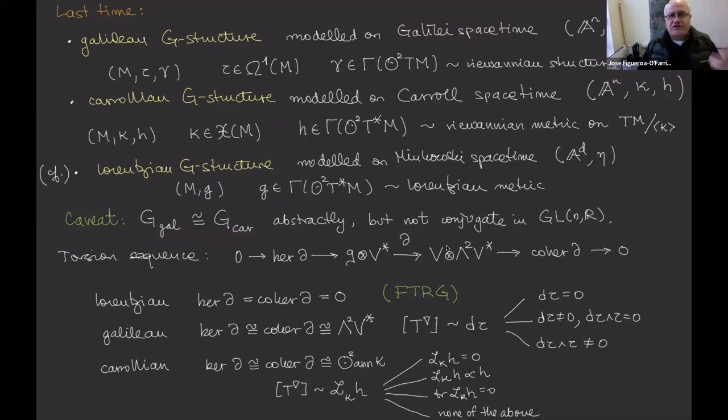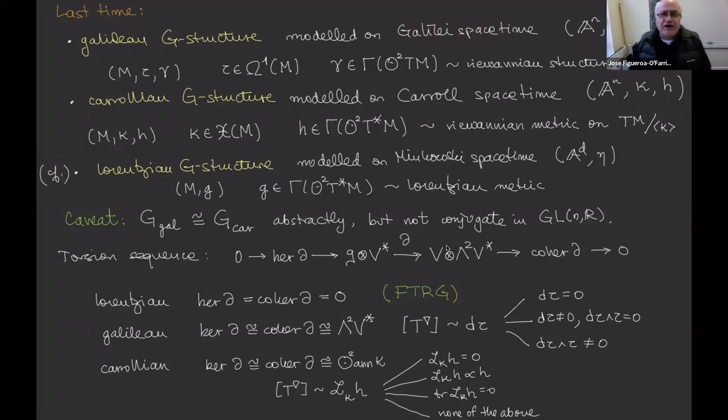As we mentioned, the G in the G-structures are the homogeneous Galilei and homogeneous Carroll groups, so the translations are not included. They're abstractly isomorphic, but they're not conjugate inside GL(n), so they're different G-structures, they're not equivalent. And then what we spent most of the lecture doing was looking at this so-called torsion sequence, where you have this so-called Spencer differential here.